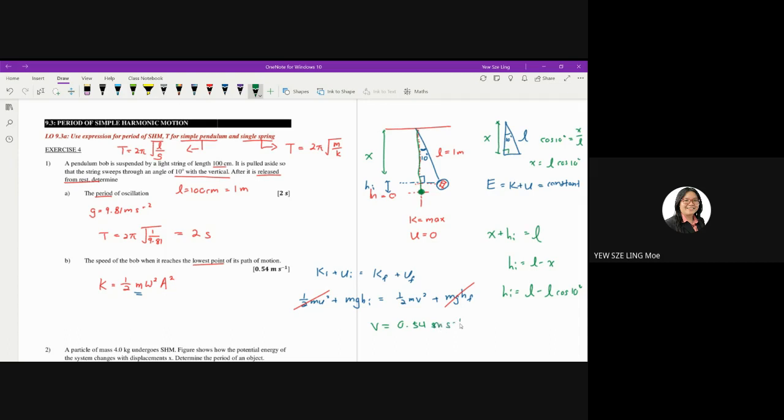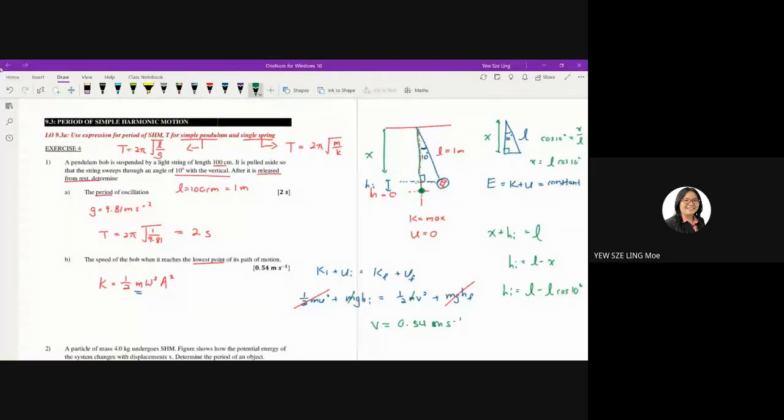So you substitute it into the equation. Cancel out the m, you have half v squared equals to g h. Substitute everything into the equation and you will obtain v equals to 0.548 m s^-1. What is important is that you look at the diagram of the pendulum.